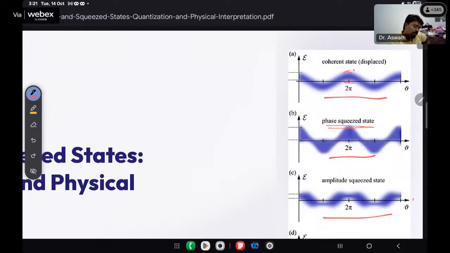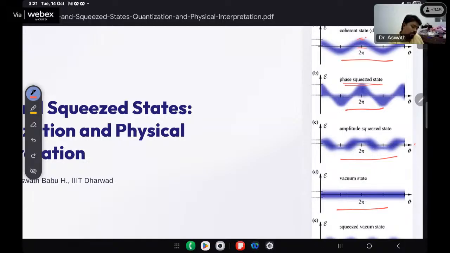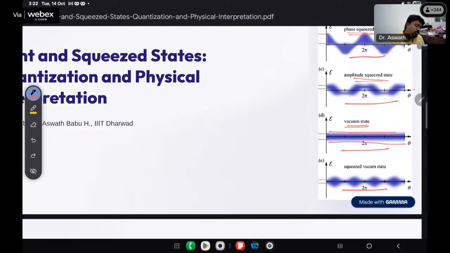Okay, right? So that is a phase squeezed state, or I can have amplitude squeezed, which means the error in the amplitude is less, more accuracy there, but phase can be any value. So that is what an amplitude squeezed state would look like for an electromagnetic wave. Let's say a vacuum state, in the sense no photons are there. In that case, it's like a constant. So a squeezed vacuum state.